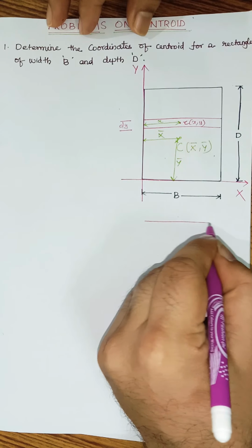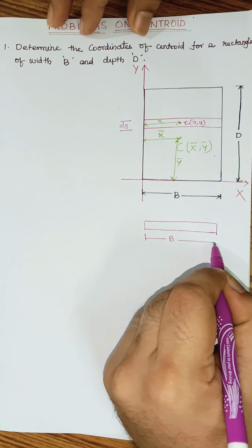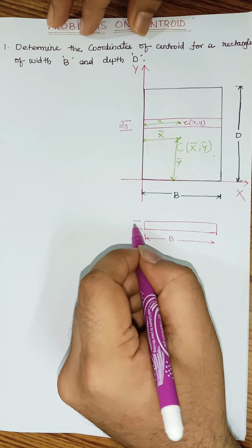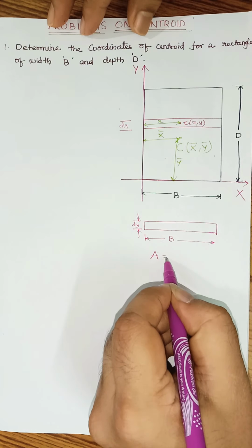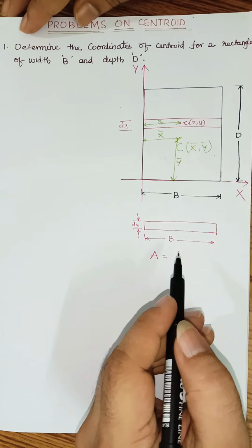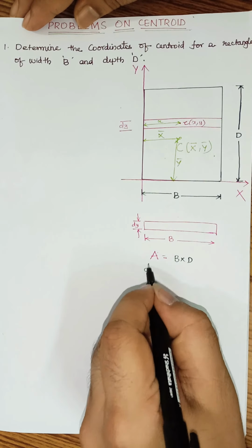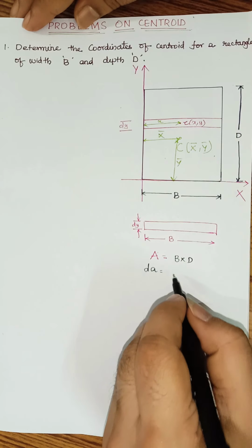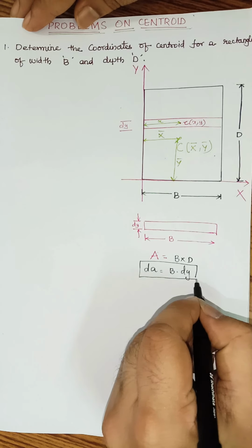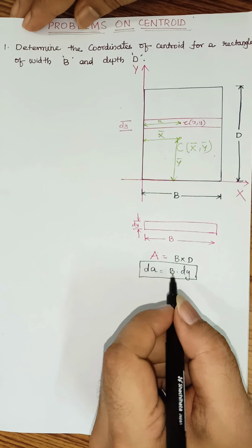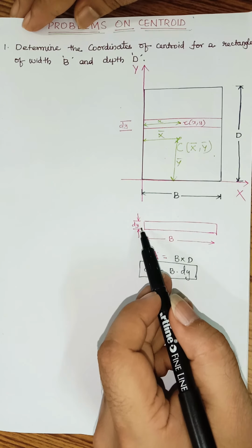I'm considering the strip. The width of the strip is capital B and the depth of the strip is taken as dy. If I consider capital A as the area of the entire rectangle, A will be equal to B multiplied by D. If I take dA as the area of the strip, then dA will be equal to B multiplied by dy. So how did we get this? This just looks like a rectangle where B is the width and dy is the thickness of the strip.